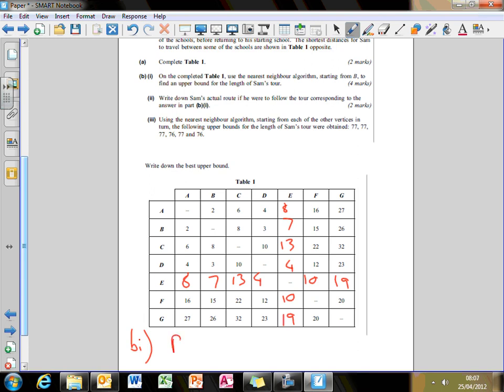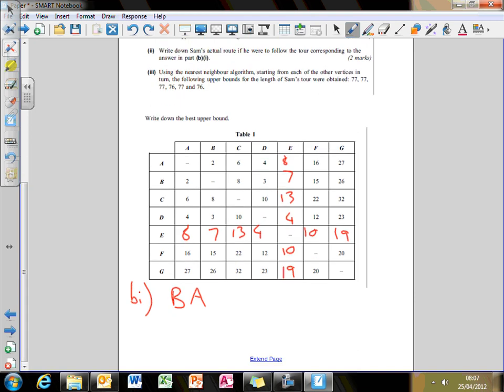So if we're at B, the nearest vertex to B, I scan along. Let me get the highlighter pen out. I scan along this list here, or down, I suppose, but I'm going to go across. It's obviously 2, isn't it? So I go to A next. The nearest neighbour to B is A. And I'm going to keep track of the numbers as well. So that's 2. Now I'm looking from A. The nearest neighbour to A is D, and I've travelled 4.